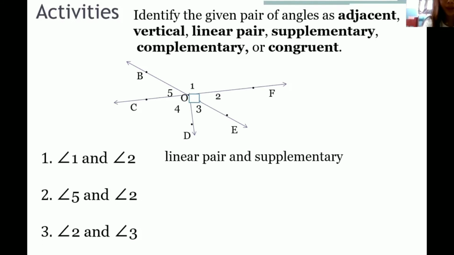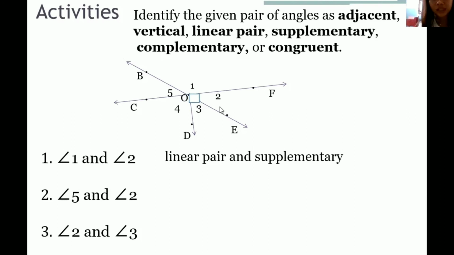This is a linear pair and supplementary. Linear pair because their non-adjacent sides are opposite sides, right? This side OE and side OB are their opposite sides. And they are adjacent. That's why it is a linear pair. And it is supplementary because, take note, a straight line measures 180 degrees.